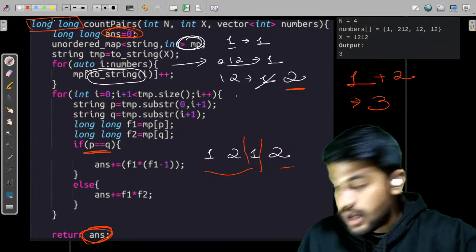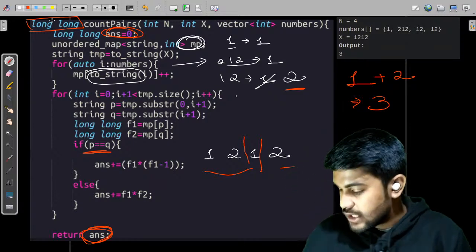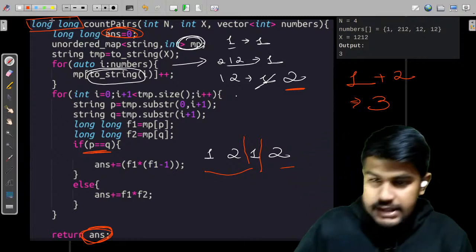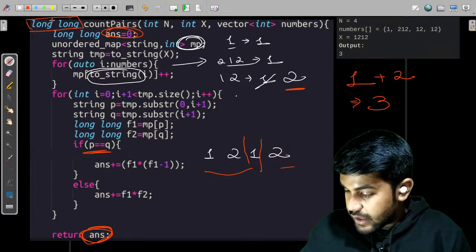Okay. Now tell me if this thing is clear or not. Thanks a lot Swastik Gulati. Thanks a lot Shubham. Okay, please tell me if this thing is clear or not. I have tried my level best to explain to everyone.